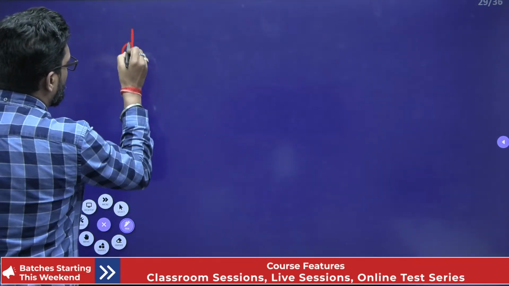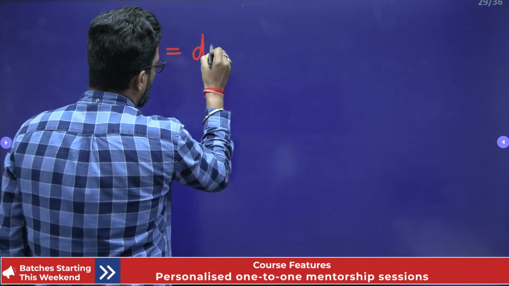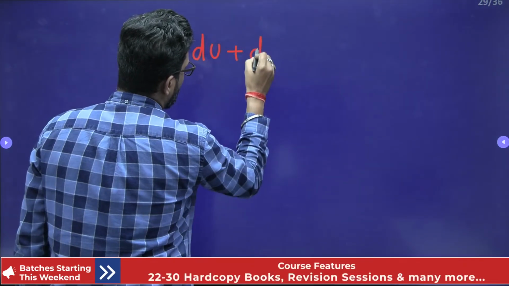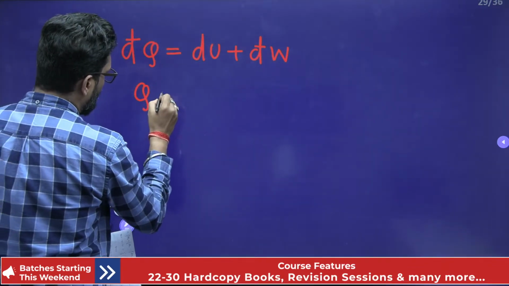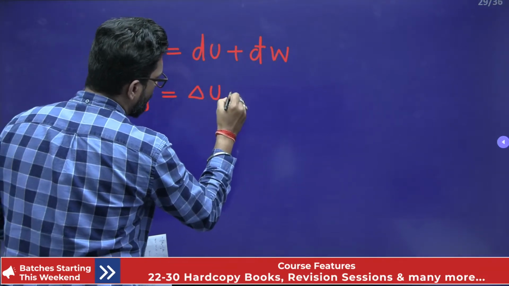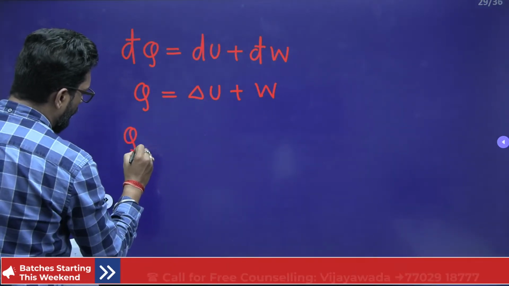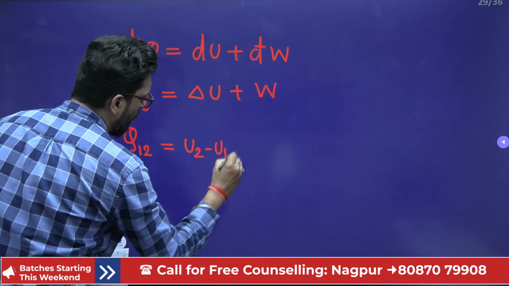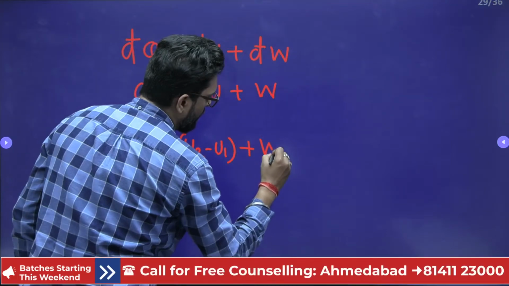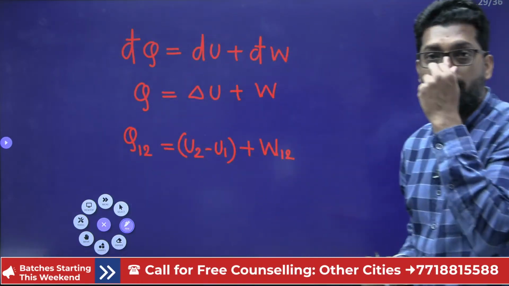See, my dear, we can write like that: dQ is equal to dU plus dW. We can write also Q is equal to delta U plus W. Q1 to 2 is equal to U2 minus U1 plus W. These are very important, I am telling you. These are the language of thermodynamics, okay? How to write.